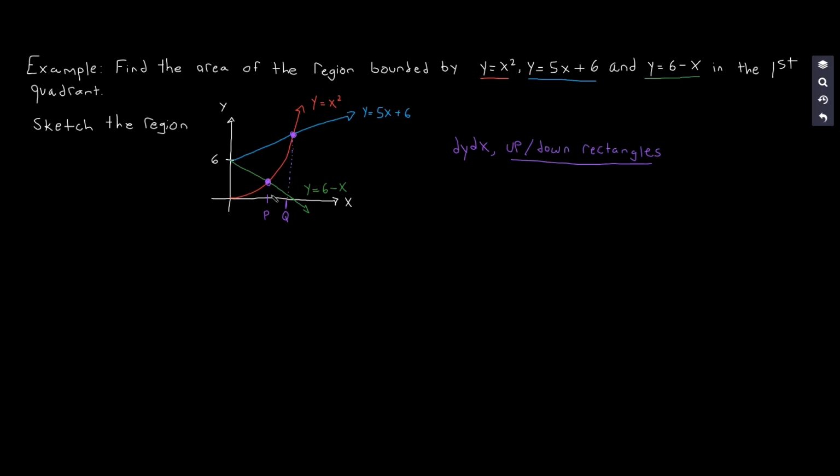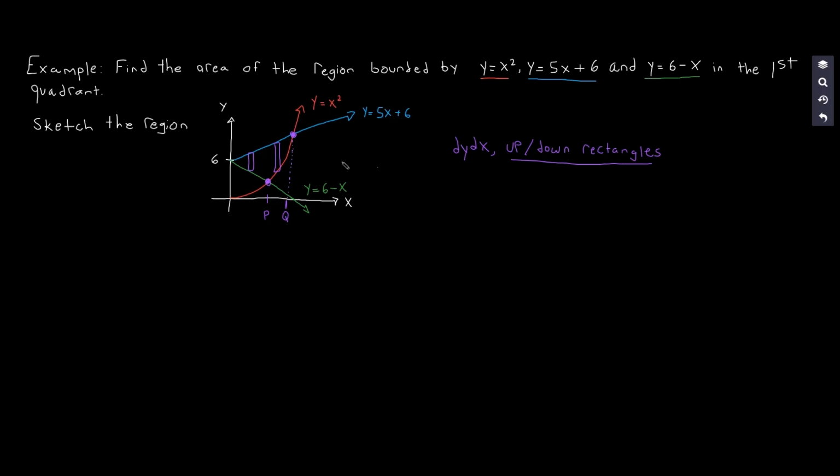This is one of the intersection points. The bottom is green and then the top is blue. So I have this one slice here. This shows that the bottom bound is 6 minus x and the top bound is 5x plus 6. But to the right of this P, if we draw a slice, then the bottom is the red line, x squared, and the top is 5x plus 6. So it switches, right? So I need to figure out where P is and where Q is, because that's where the region stops. If I can figure out what those are, then I can set up my integrals, and I'm going to need two integrals.